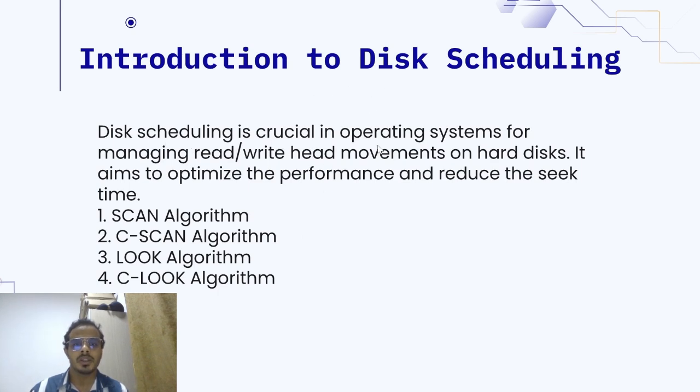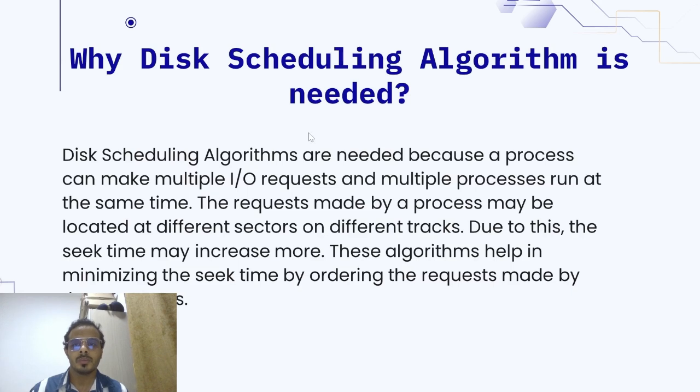Disk scheduling is crucial in operating systems for managing read-write head movements on hard disks. It aims to optimize performance and reduce the seek time. So, why is it needed? Disk scheduling algorithms are needed because a process can make multiple input-output requests and multiple processes run at the same time. The requests made by a process may be recorded at different sectors on different tracks of the disk. Due to this, the seek time may increase. These algorithms help in minimizing the seek time by ordering the requests made by the processes.